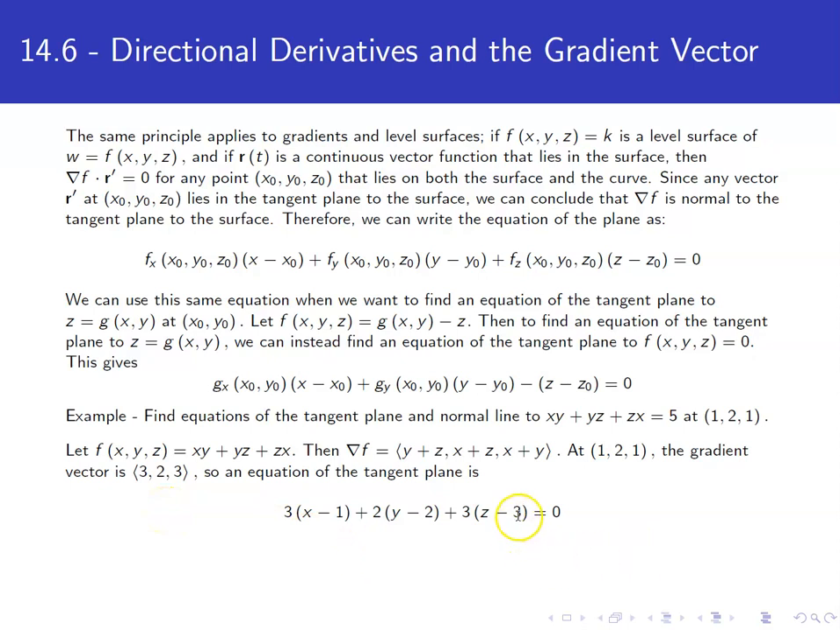Oh, and I have a typo here. This should be a 1. So this should be 3 times x minus 1 plus 2 times y minus 2 plus 3 times z minus 1, equals 0. That should be a 1, not a 3. And remember also that if we want the normal line, the gradient vector again is giving us the direction vector for the normal line. So we can use our usual parametric form of the line to get the equation of the normal line.